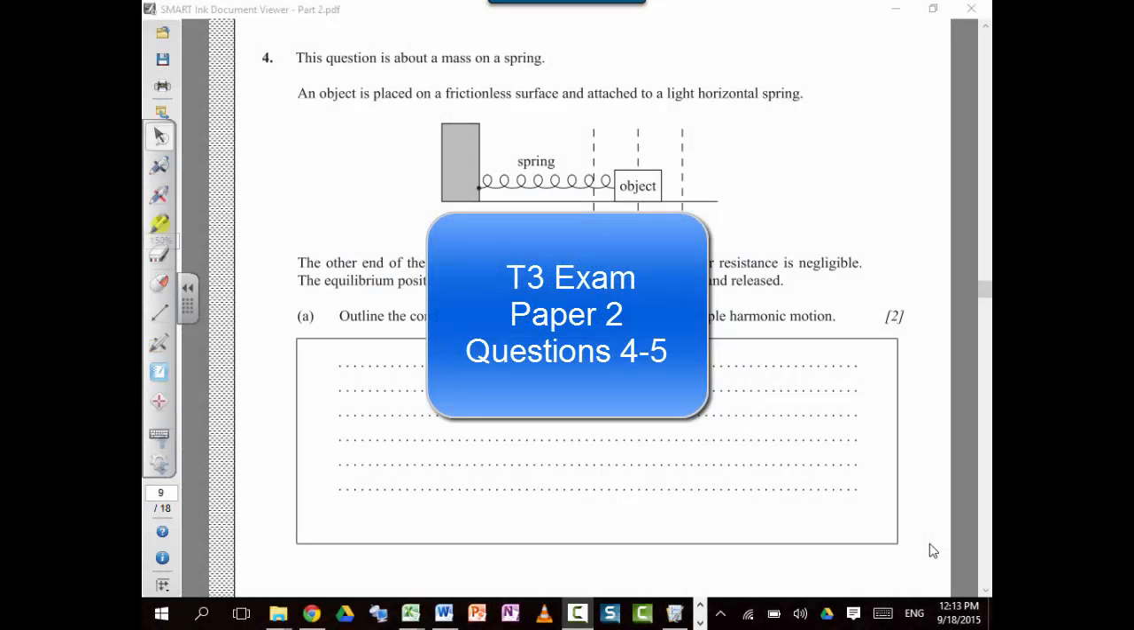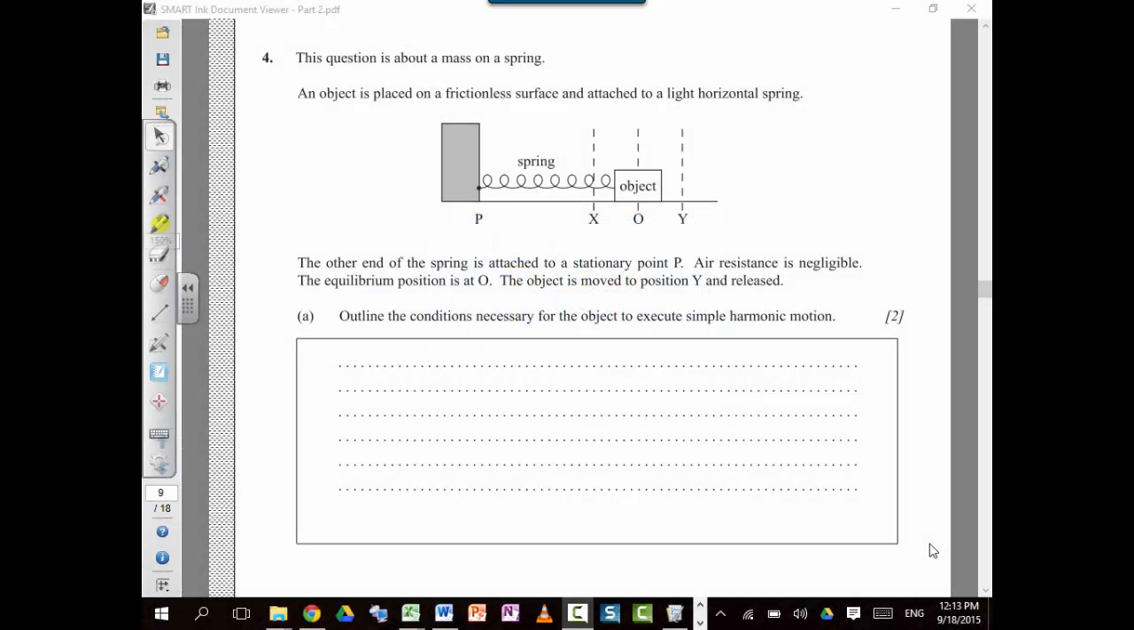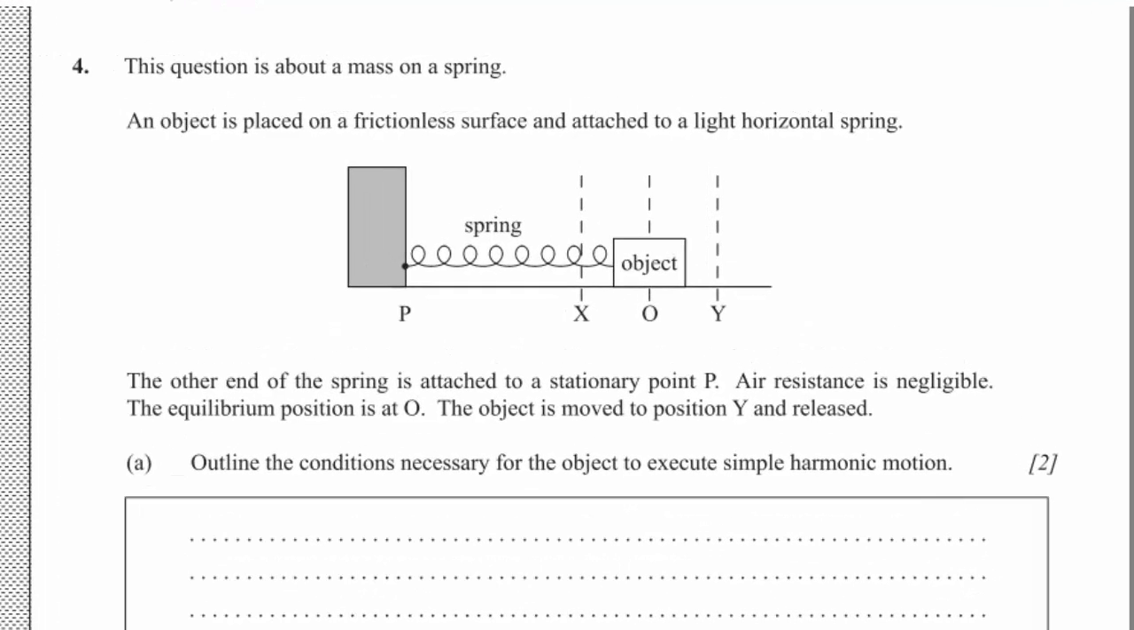Continuing on with question 4. This question is about mass on a spring. An object is placed on a frictionless surface and attached to a light horizontal spring. The other end of the spring is attached to a stationary point P. Air resistance is negligible. The equilibrium position is at O. The object is moved to a position Y and then released. Outline the conditions necessary for the object to execute simple harmonic motion.